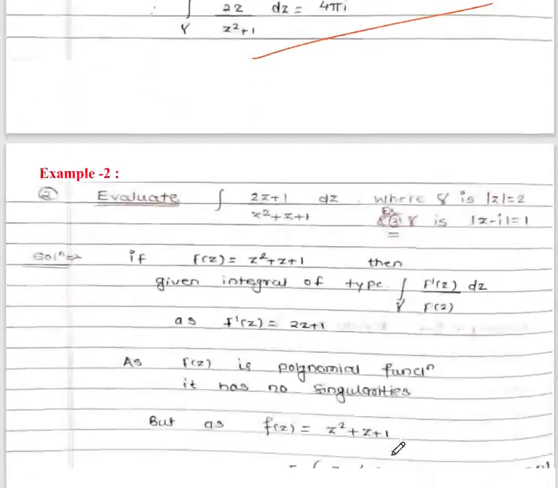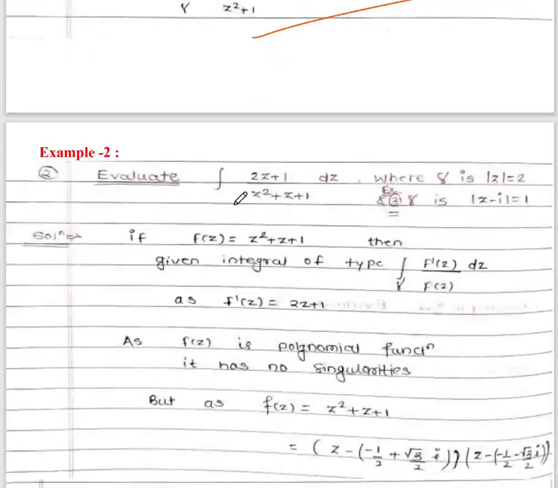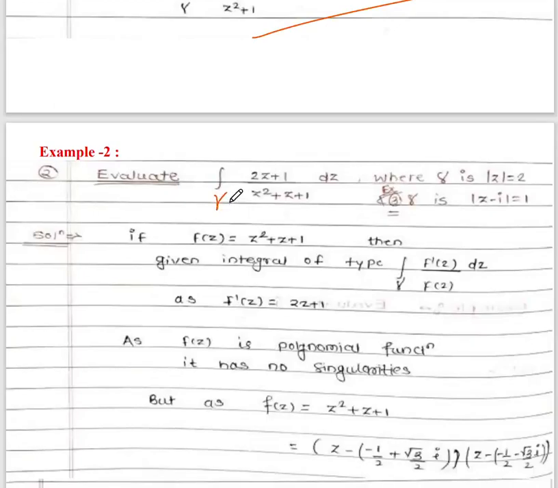Now we will solve the second example, which is given as the integral over gamma of 2z divided by z square plus z plus 1 dz, where gamma is a curve given as |z| = 2, and the second curve is given as gamma is the curve |z minus i| = 1. So this is for example number 3. What is given? From this we can consider f of z as z square plus z plus 1.